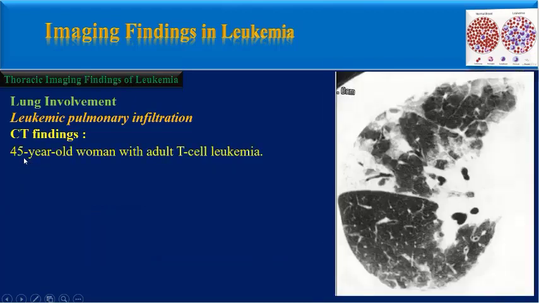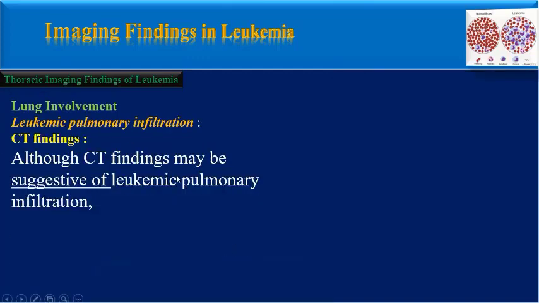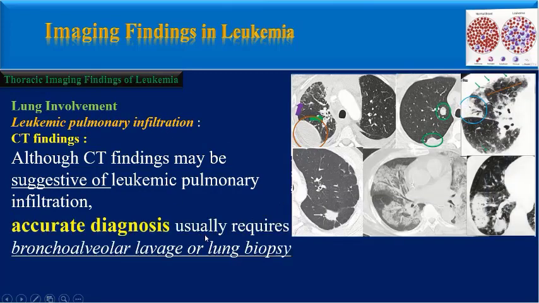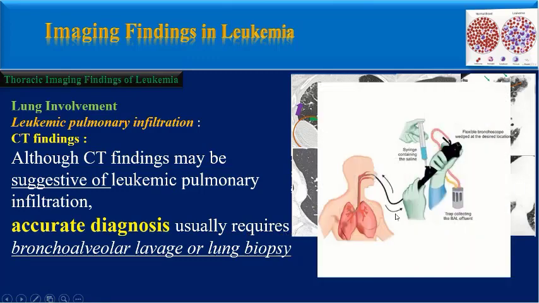Another case, a 45-year-old woman with adult T-cell leukemia. HRCT reveals a peripheral focus of consolidation within the posterior segment of the right upper lobe. Note smaller foci of consolidation within the upper and lower lobes. Also note ground glass opacities that fill secondary pulmonary lobules with a panlobular distribution. CT findings may be suggestive of leukemic pulmonary infiltration, but accurate diagnosis usually requires bronchoalveolar lavage or lung biopsy.